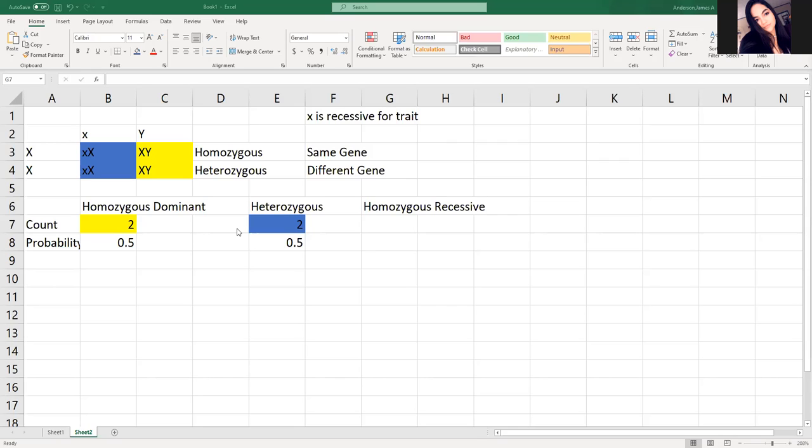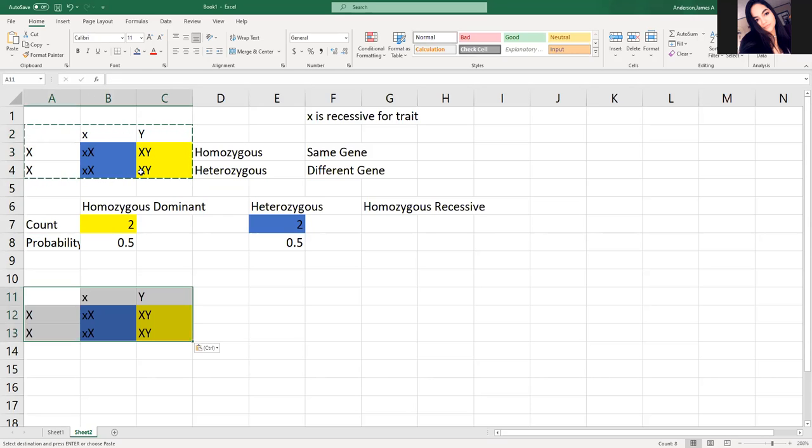So if the father has a defective X chromosome, we're going to do this again down here, and the mother has a good XX chromosome, what is the probability that the daughter will inherit the disease? So once again, I'm looking just right here, they don't inherit the disease. There is a zero probability because it's not dominant.